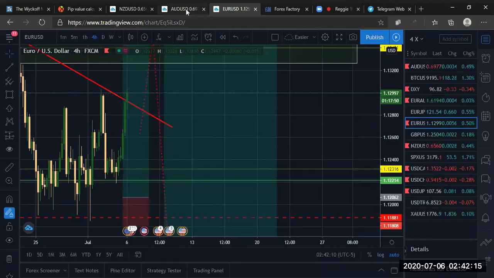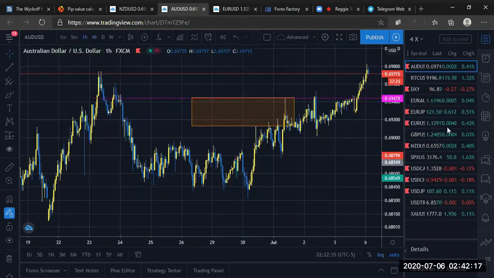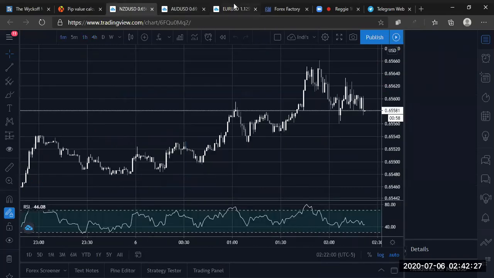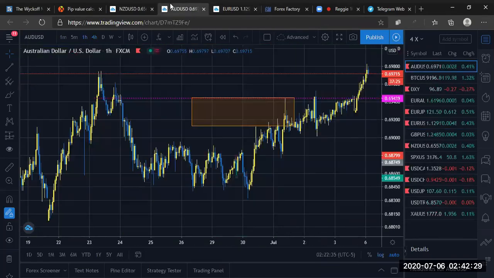EU, what it do? Let me go to the other chart. If it loads up, it should load up. Hold on, give me a minute. Internet acting real funny right now.